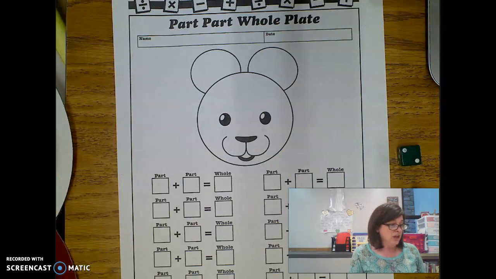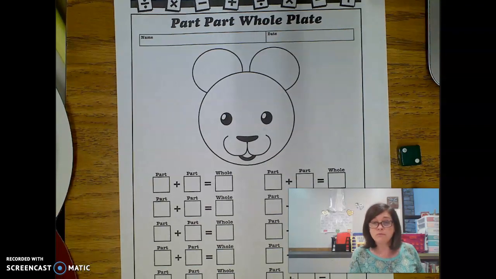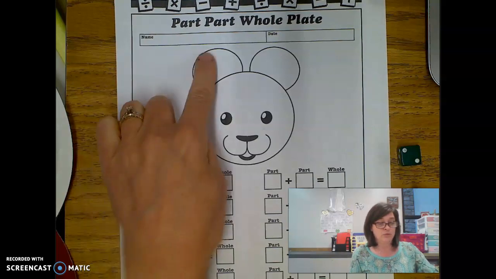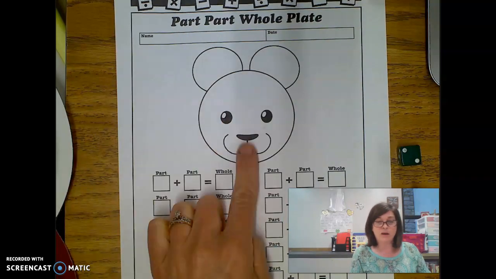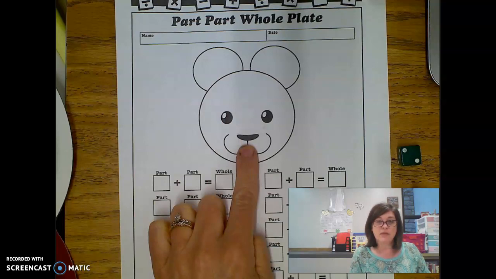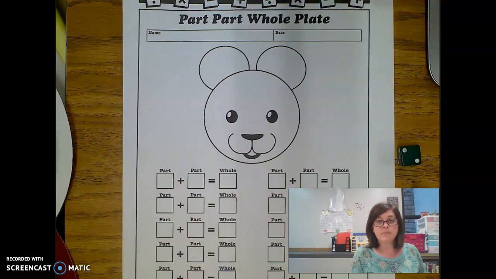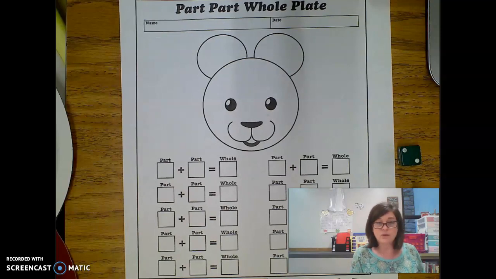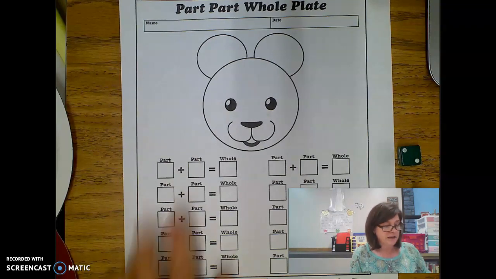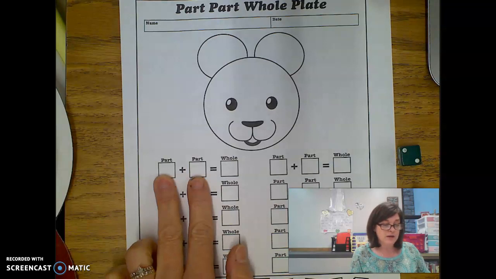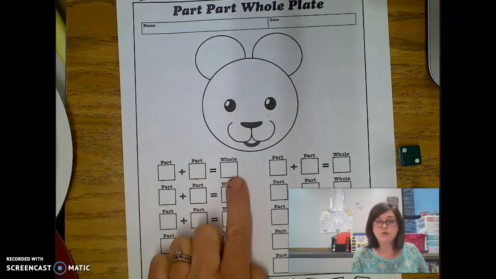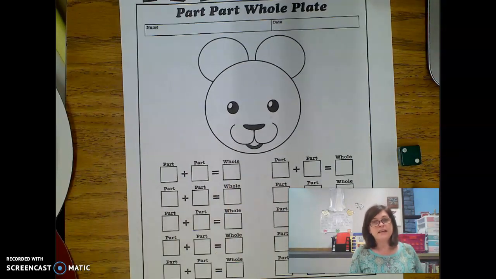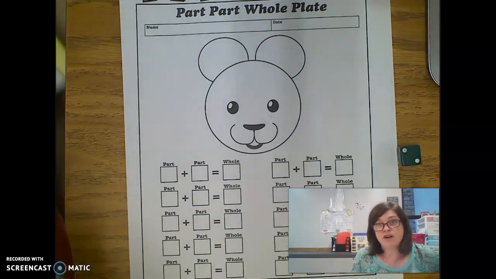If you don't have a cute plate like I do, you can draw your own. You would just need 2 parts and a big whole in the middle to join them together. This is what your paper will look like for you to practice doing some on your own. So use your dice, get your two parts, join them together, find out what your whole is. Have fun, guys.